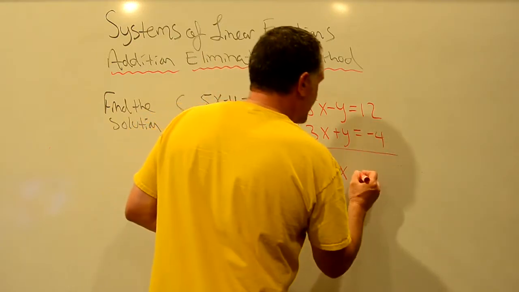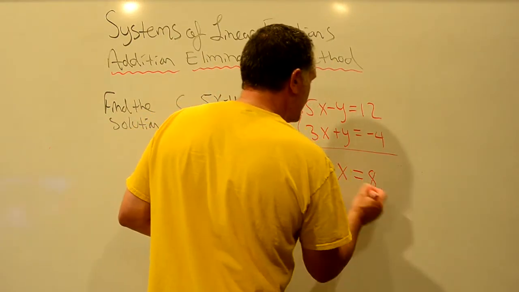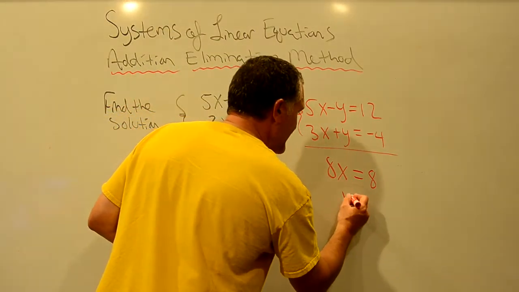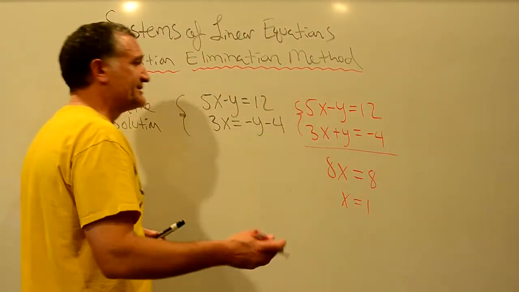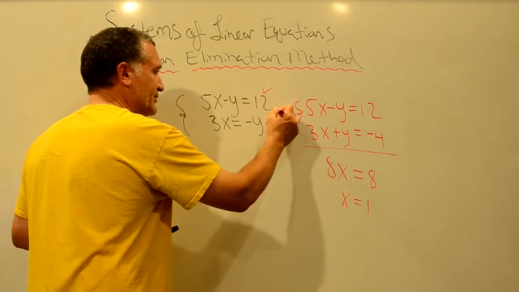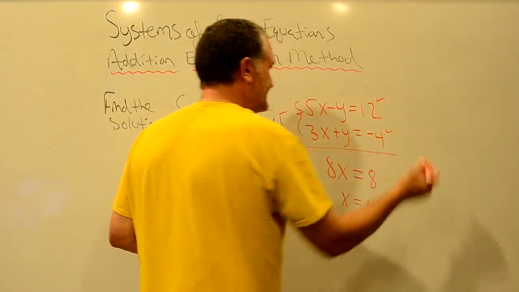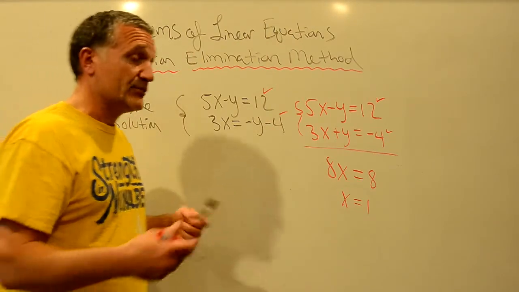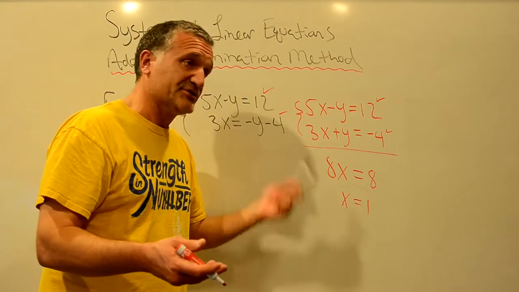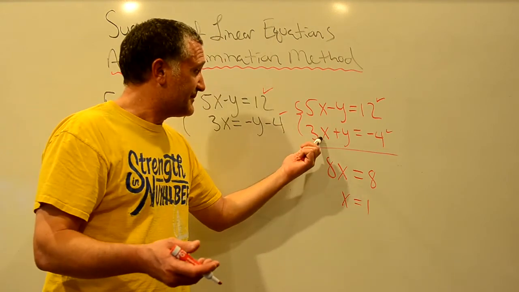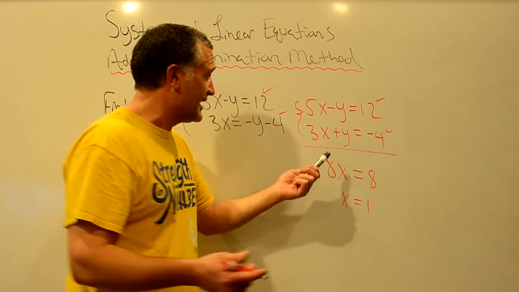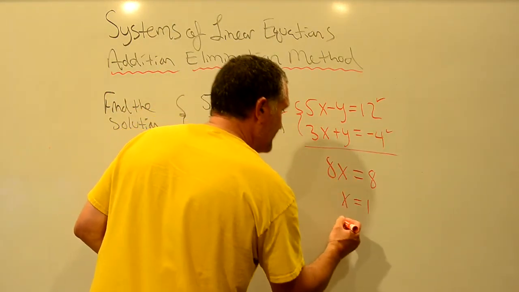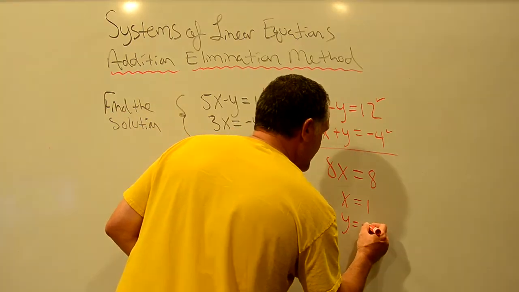When I add 12 to -4, I end up with 8. Now I've isolated this to one variable. Divide both sides by 8. x is equal to 1. I can go back and substitute into any one of these equations. I've got 1, 2, 3, 4 equations to substitute into. They all have the one equivalent solution. So substitute wherever you want. But in any event, 3 times 1 is 3, plus y equals -4. Subtract 3 from both sides, and y would equal -7.